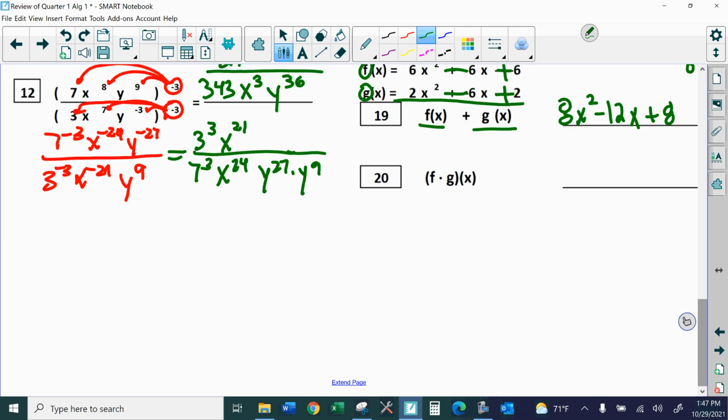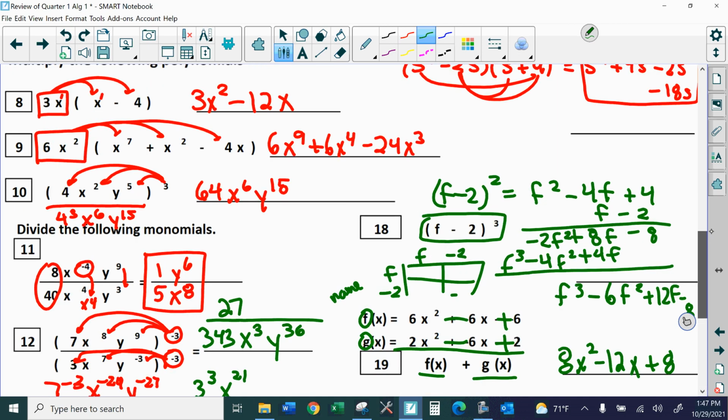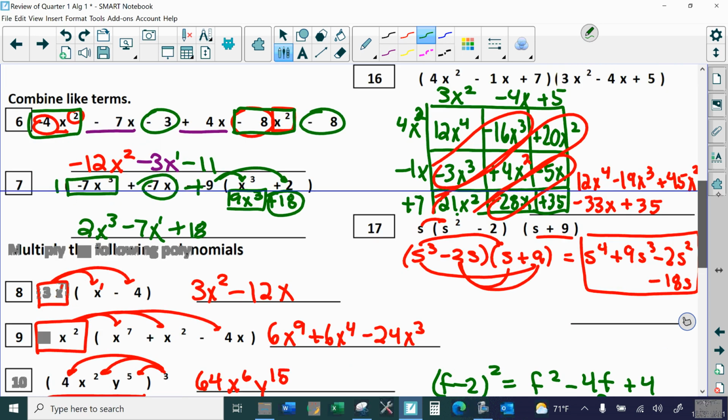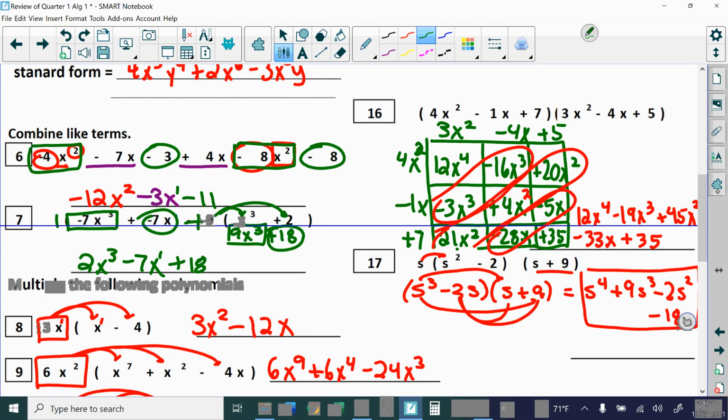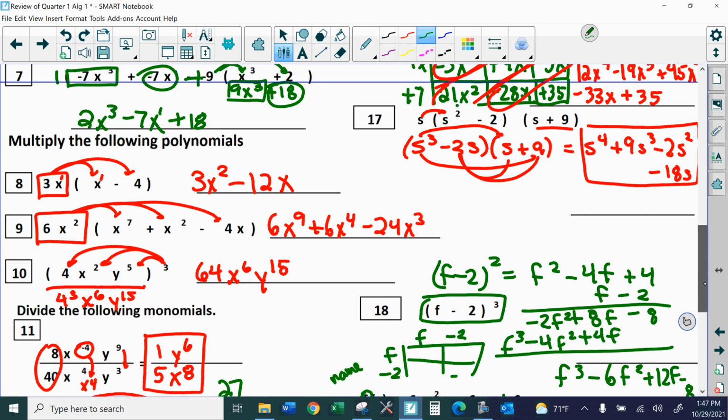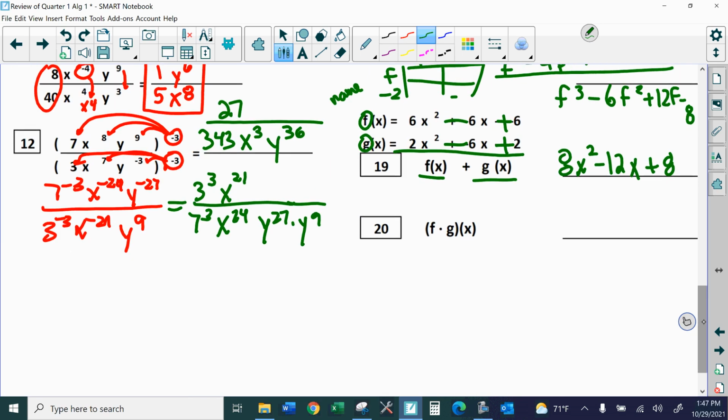Now, 20 is multiplying the two trinomials together. Remember, we already did this problem. It's just not written like this, but we just did that right there in number 16. That's two trinomials multiplied together. So if you see that, you know multiply them together. If you see it written in function notation, that says f, that's a times sign, f times g of x. They both have the x in them. So that just says multiply the two trinomials together.